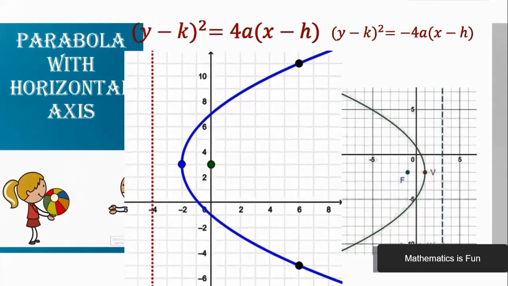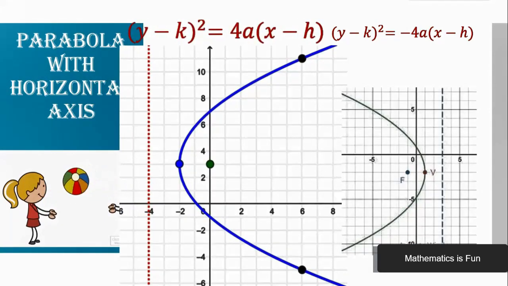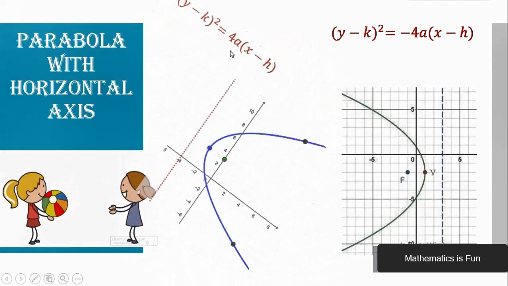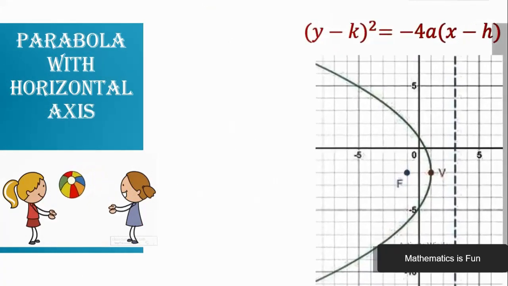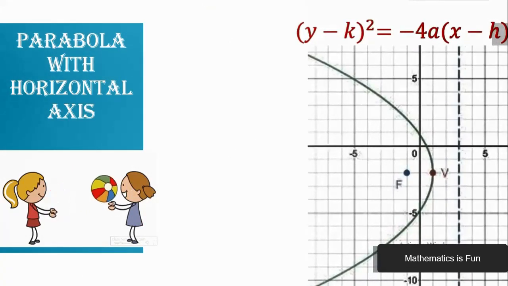Now you can see this parabola is opening to the right. In the equation there is a positive sign with the linear part. Now you can see this parabola opens to the left. Here there is a negative sign with the linear part of the equation.